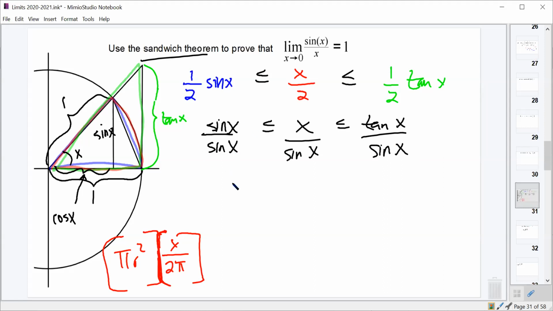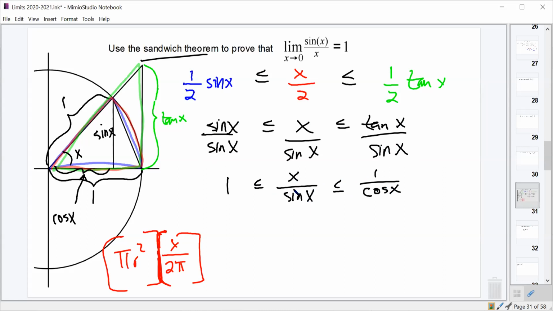And the left-hand side is just going to become 1. The middle stays as x over sine x. And using a little bit of trig, you should be able to tell me what tangent x over sine x is. It should become what? 1 over cosine x, or we could write it as secant if we want, but 1 over cosine sounds good to me.